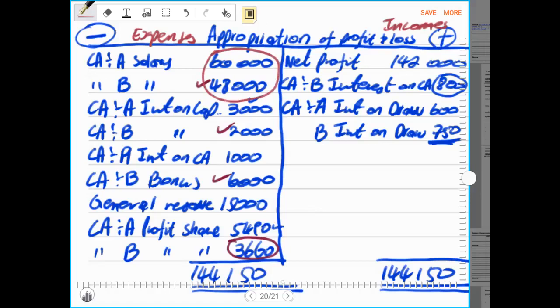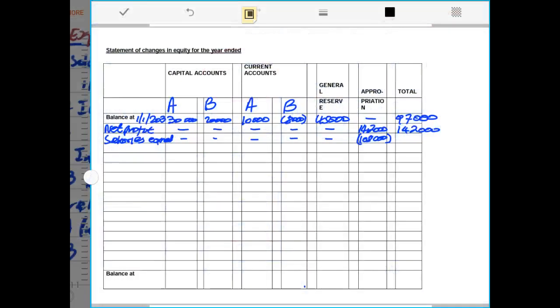We add the total salaries that were supposed to be paid, and we record that as negative under the appropriation account, and under the total column we have 108,000 rands. Then we record the second salaries, those that were accrued at the end of the year.